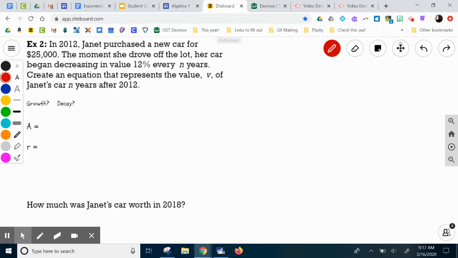In 2012, Janet purchased a new car for $25,000. The moment she drove it off the lot, her car began decreasing in value 12% every n years. Create an equation that represents the value V of Janet's car n years after 2012. So what's important? We know we started in 2012.